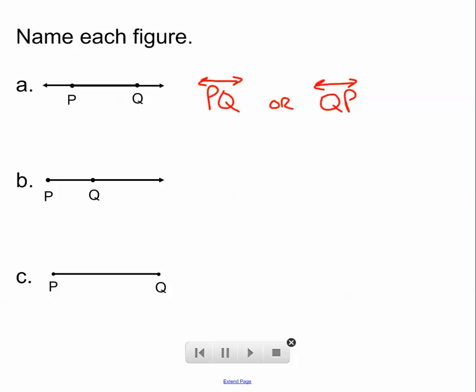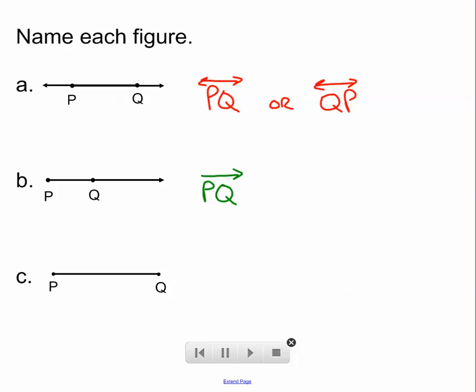Now this object down here, which starts at a point and extends forever in one direction, that's called a ray, and that's a little bit different. Here's how we name a ray. We have to start it with the point where it begins, and then any other point on the line. So this P is very important because that's the starting point. Then any point over here that's named, you could use. You can't name this ray QP because that would be a ray that starts at Q and extends forever through P. So that's the only way you can name this one.